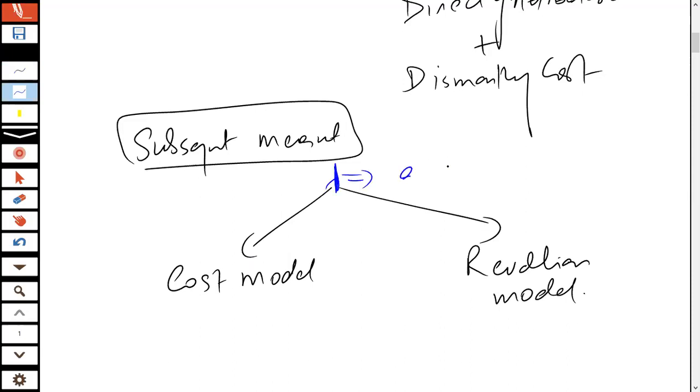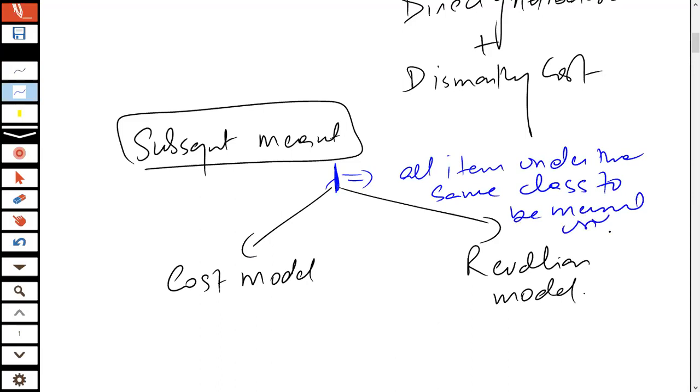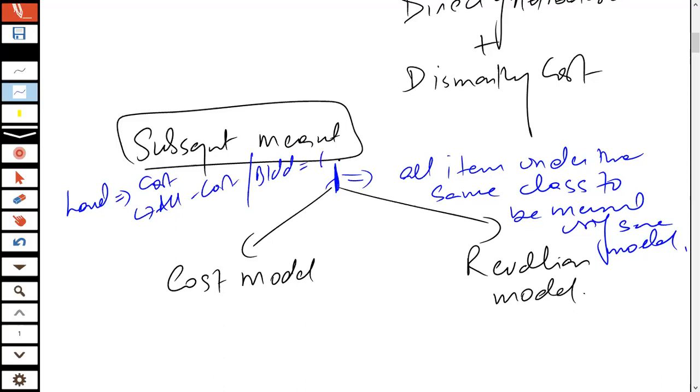That is that all items under the same class have to be measured using the same model. For example, if you want to carry land at cost model, all of the land have to be carried under the cost model. If you have got a building which you need to carry under the revaluation model, therefore all the buildings need to be carried under the revaluation model. That is something that you would have to keep in mind.